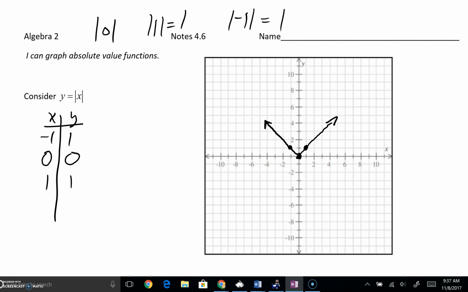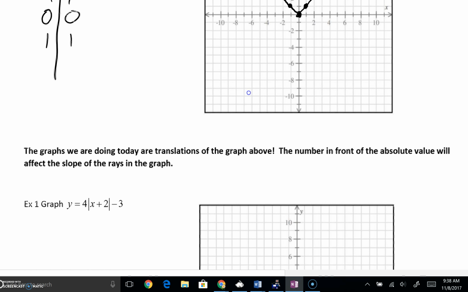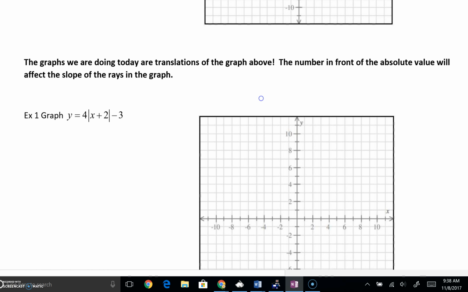Now, the only catch is your V's can also be translated. They can be shifted left and right, up and down. And that's part of what makes this a little more interesting. So what I'm about to show you is a way that we can graph these functions without a calculator, but then I'm also going to pull up the TI-84, and show you how to do that as well.